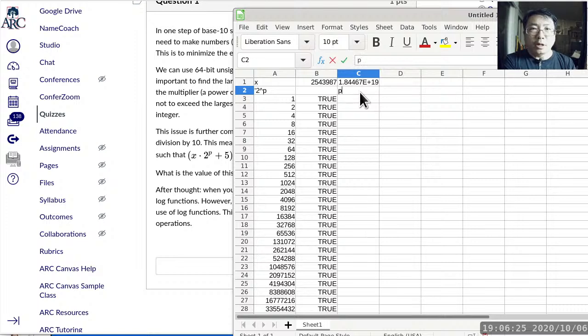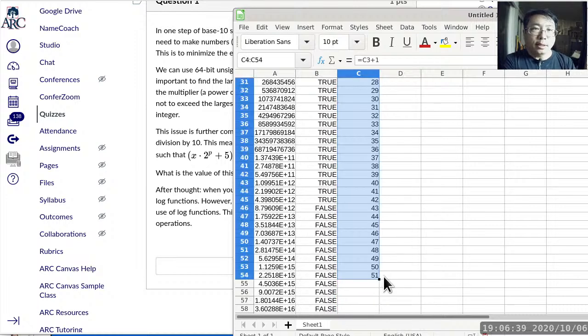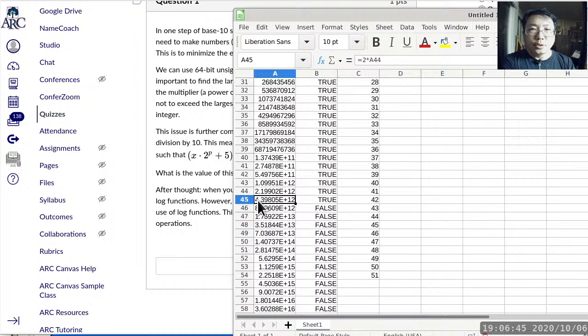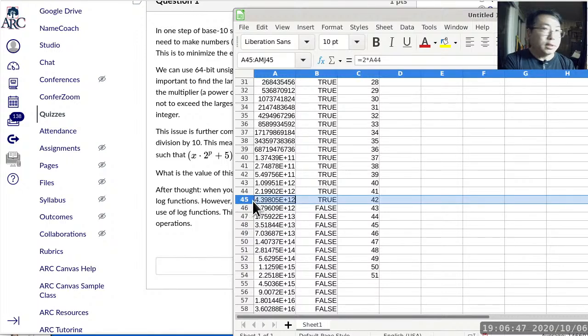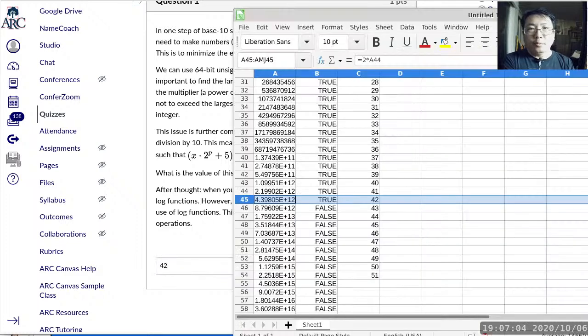All right, so now we have this column saying, what is the value of p? Obviously, this is 0, and then this is the previous row plus 1. Now we just drag this one down as far as we went, or until we get to the false, that's fine, because we are not going to look any further than that. So now we focus on row 45, and we can see that p has a value of 42, and 2 to the power of p has a value of approximately 4.39 times 10 to the power of 12. So I can just write down the answer of 42 at this point. So that's one way to do it.